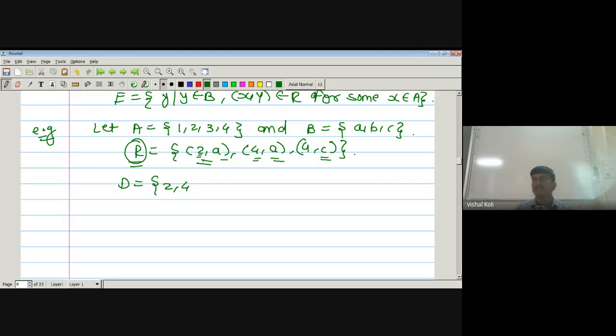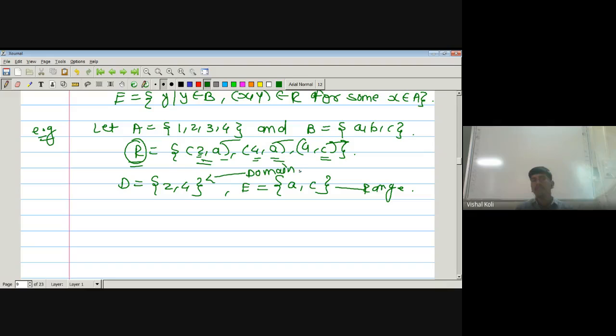But as a set is a well-defined collection of objects, that is, no element is repeated in the set by the definition of a set, therefore the domain D of the given relation R is {2, 4}. And E is the range of the given relation. The range of a given relation is the set of all the second elements of the ordered pairs in the given relation R. The second elements are a and c. But as these are sets, no element will be repeated. Therefore, we take a only once, and c. So this will be the range, and this will be the domain.